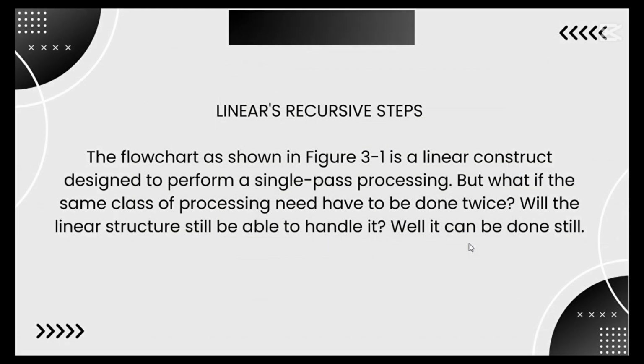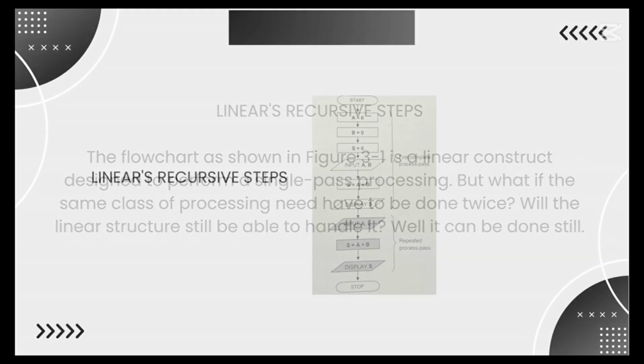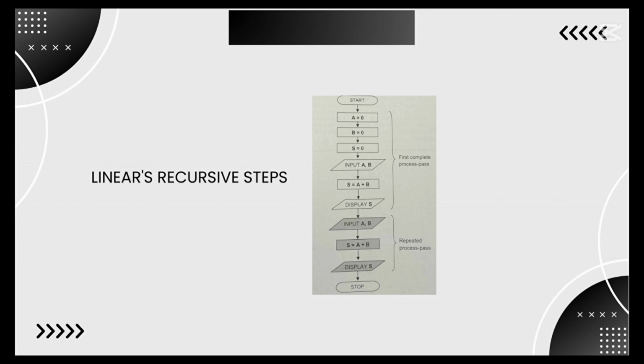Linear recursive steps. The flowchart as shown in figure 3.1 is a linear construct designed to perform a single pass processing. But what if the same class of processing has to be done twice? Will the linear structure still be able to handle it? Well, it can still be done. So yun. Linear recursive steps. First, complete the process pass. So ano siya? Display S. So yun. So repeated process.